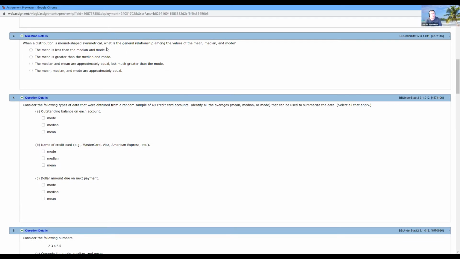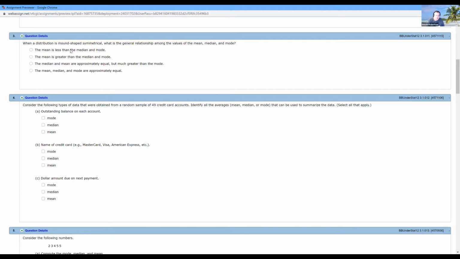In question 3, when a distribution is mound-shaped symmetrical, I don't even know why they stick this word mound-shaped, because it's idiosyncratic to this textbook. Symmetric's good enough, or unimodal symmetric would probably be a nicer way of saying it, right? You've got one hill. What is the general relationship among the mean, the median, and the mode?